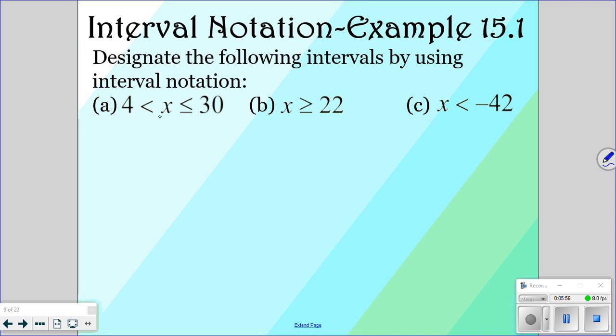So for this first one, our numbers, we're going to go from 4 to 30. So we're going to have 4 and 30. Now it's not including 4 because it's not or equal to. So when that doesn't include a number, we always do a parentheses. However, it is including 30. So we do a bracket. So that's your answer for A.